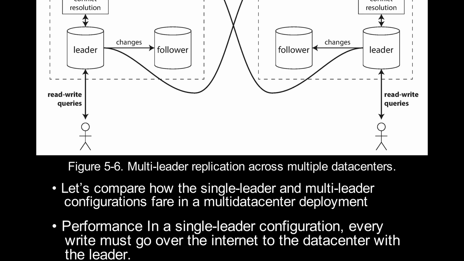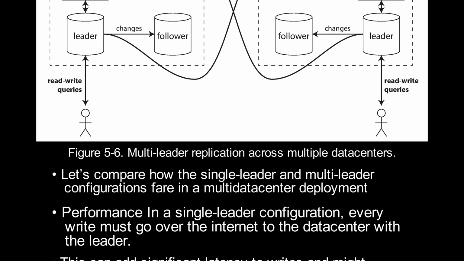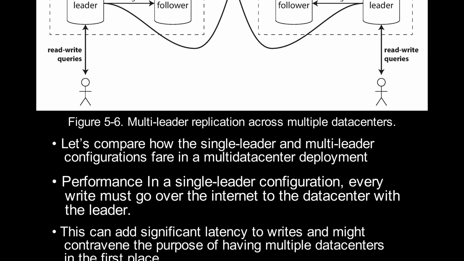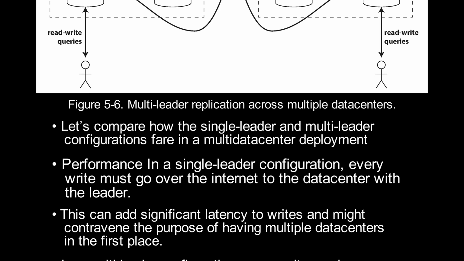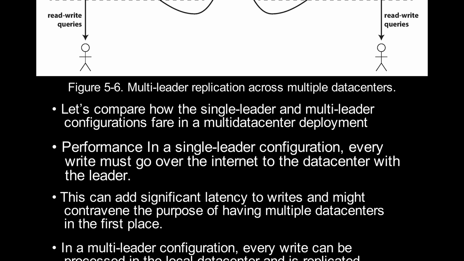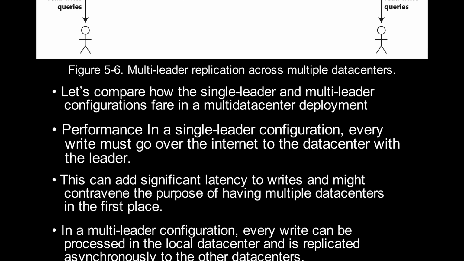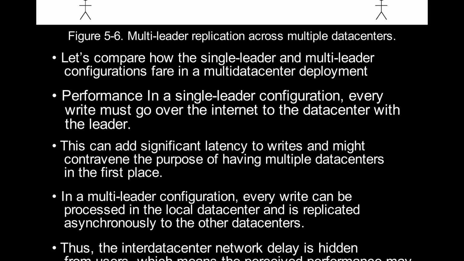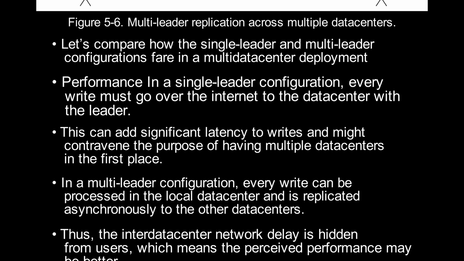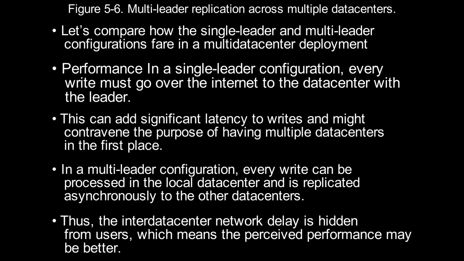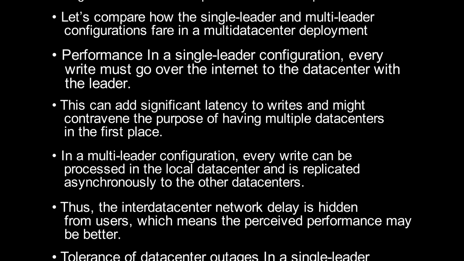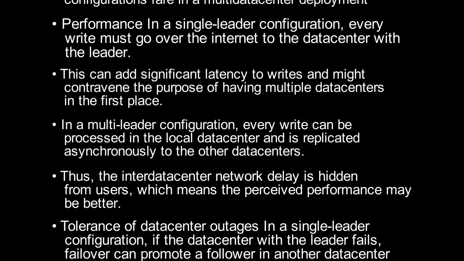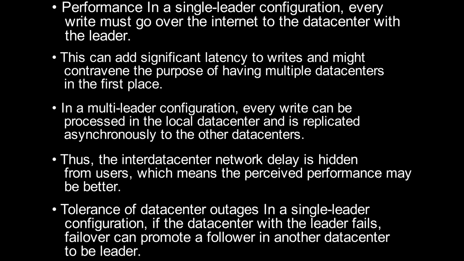Let's compare how the single-leader and multi-leader configurations fare in a multi-data center deployment. Performance: in a single-leader configuration, every write must go over the internet to the data center with the leader. This can add significant latency to writes and might contravene the purpose of having multiple data centers in the first place. In a multi-leader configuration, every write can be processed in the local data center and is replicated asynchronously to the other data centers. Thus, the inter-data center network delay is hidden from users, which means the perceived performance may be better.